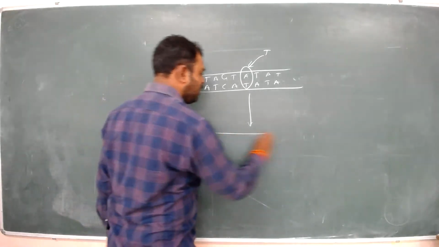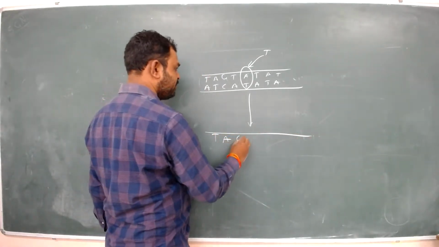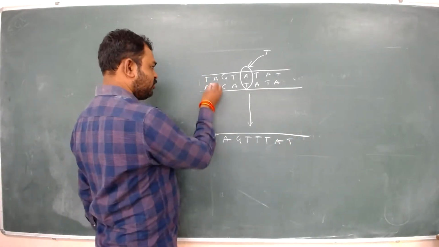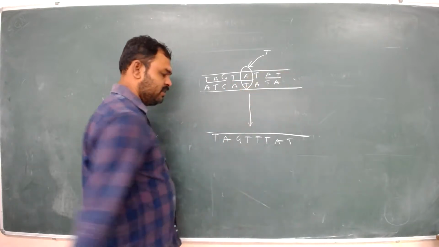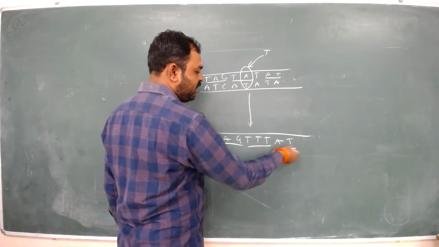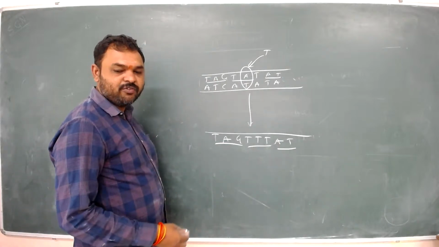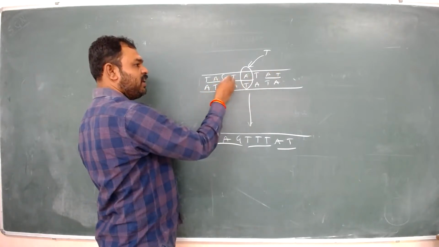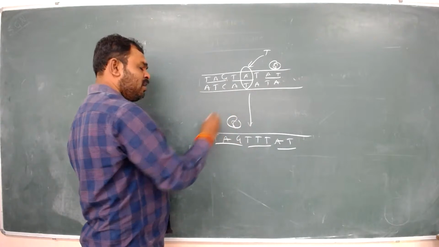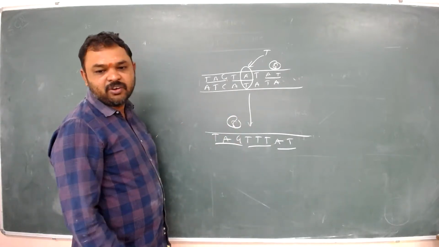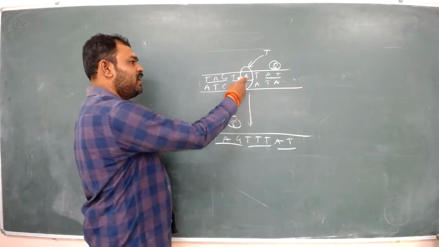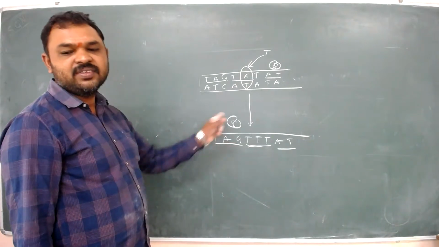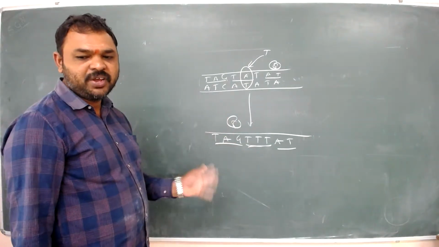Next, after mutation, the sequence is written with T replacing A. Earlier it was TAG, but now it is TTT, so the reading is different. Total, there will be 8 nucleotide base pairs here as well, but a different codon will come. Instead of TAG, we are reading TTT. This is point mutation.